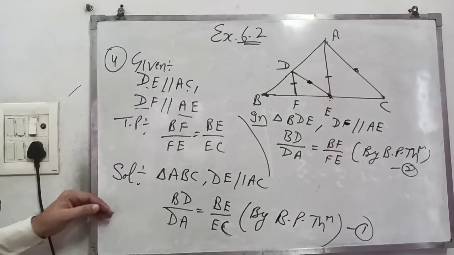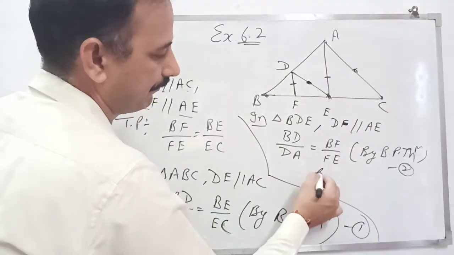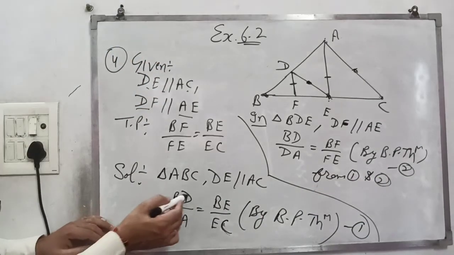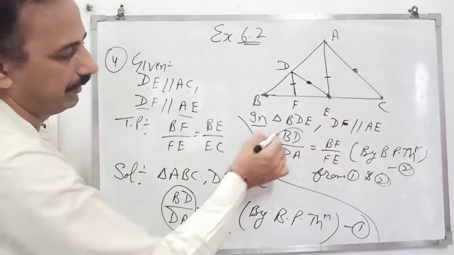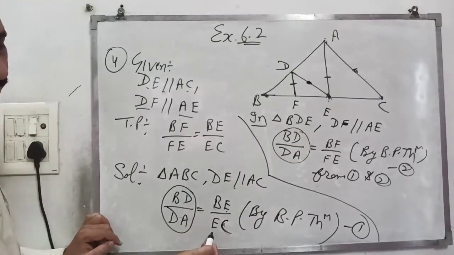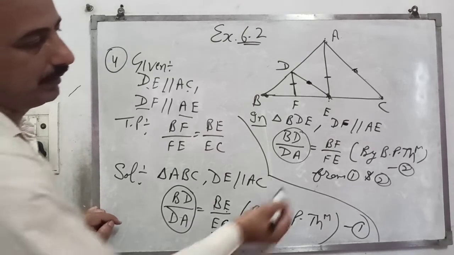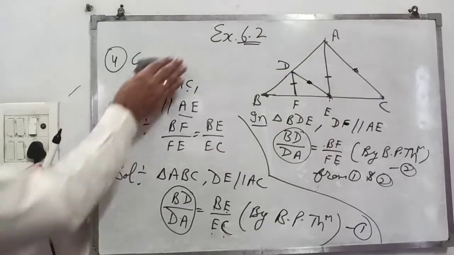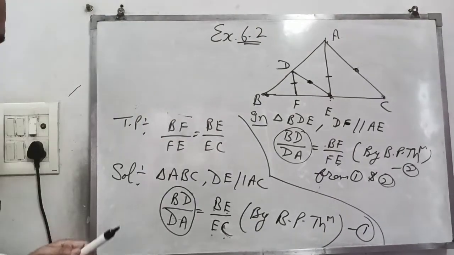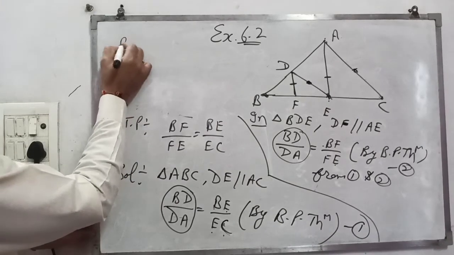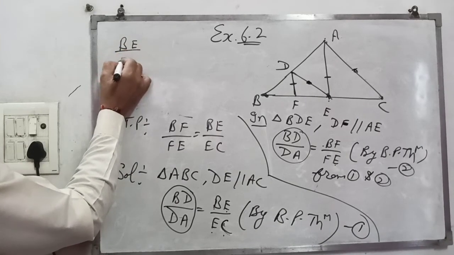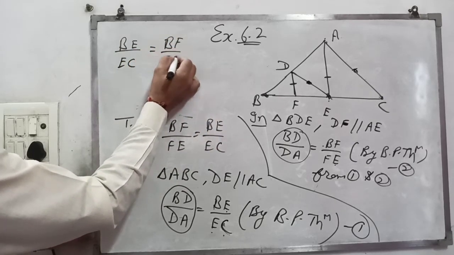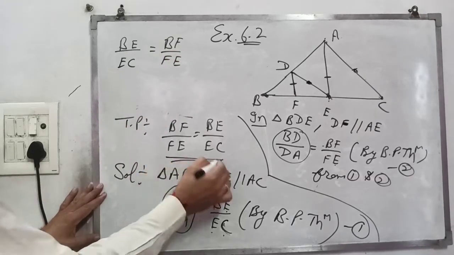From 1 and 2 you find that this side of both is equal. So it means BE upon EC is equal to BF upon FE, right? So that's what we wanted to prove. So it is proved.